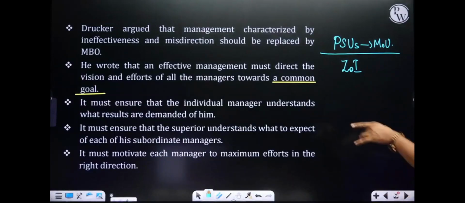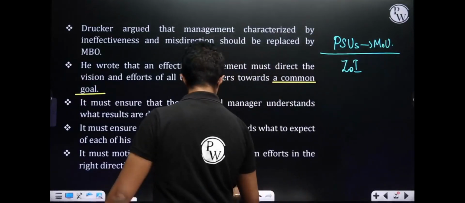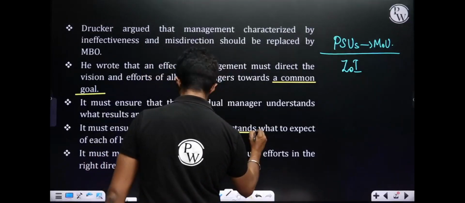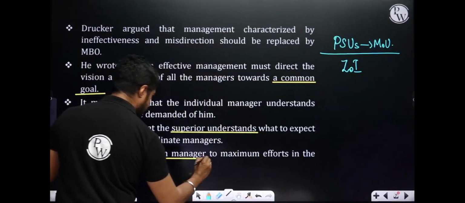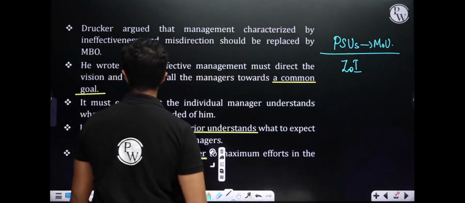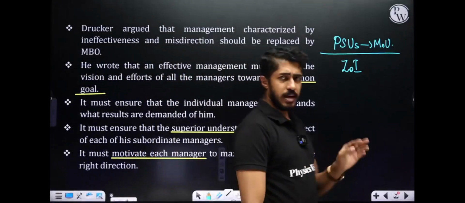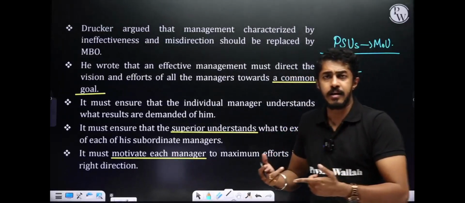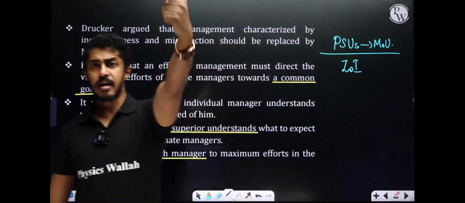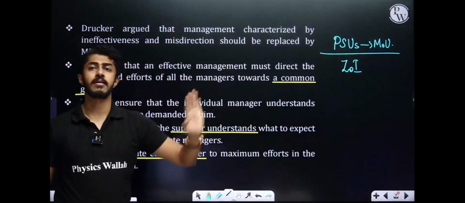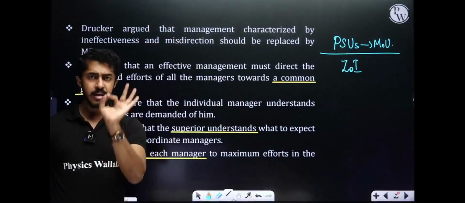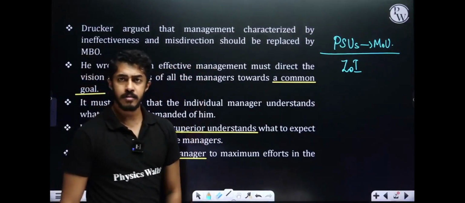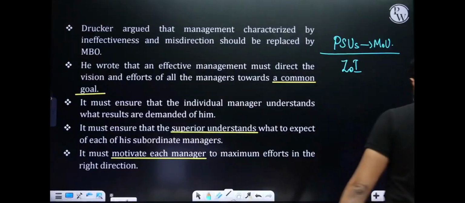Clear, people? So, the superior understands, it motivates each manager, and individual manager understands. That is, individual level पर मुझे क्या करना है, collectively क्या करना है. There is complete clarity. Because it's a clearly defined target. Getting the point, people? Moving on.